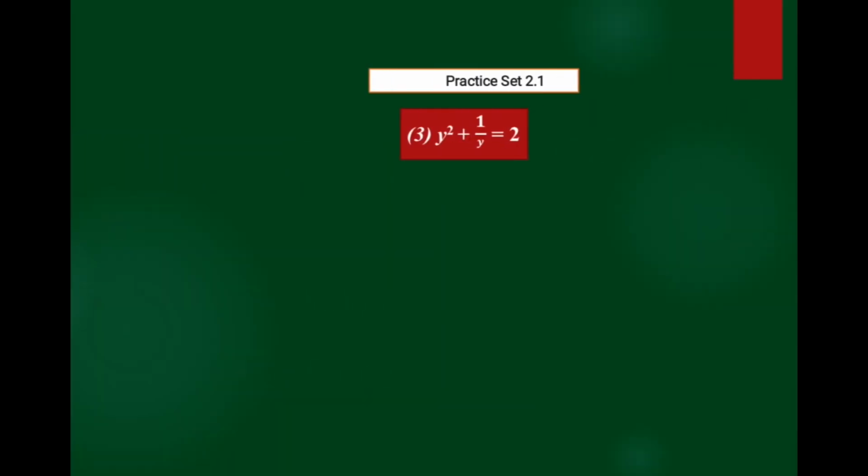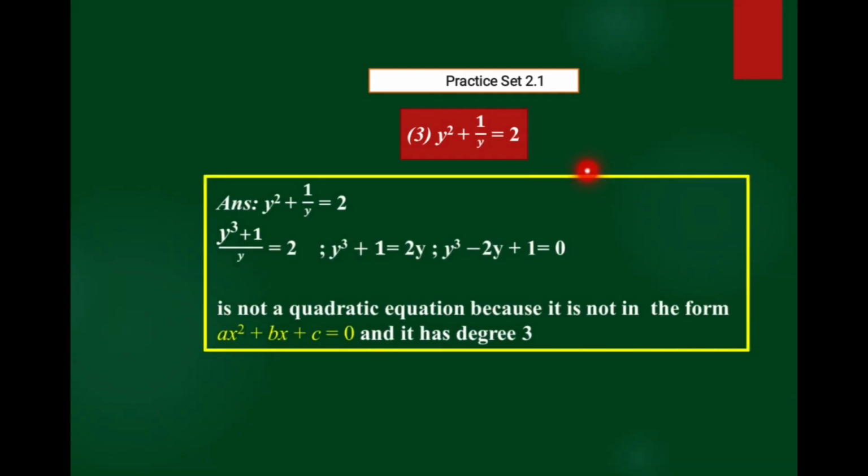So see third equation, y square plus 1 upon y equals to 2. So we have to simplify this equation first. For simplifying this equation, we cross multiply. So after cross multiplying, y square into y, we get y cube plus 1 upon y. After transferring this y to the right hand side, we get y cube plus 1 equals to 2y. Then again transferring this 2y to the left hand side, we get y cube minus 2y plus 1 equals to 0.